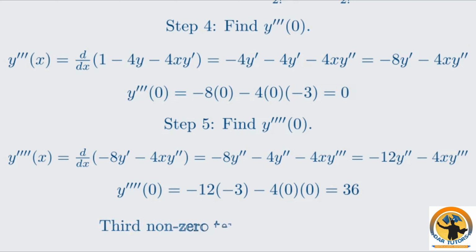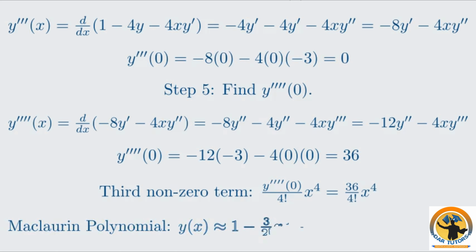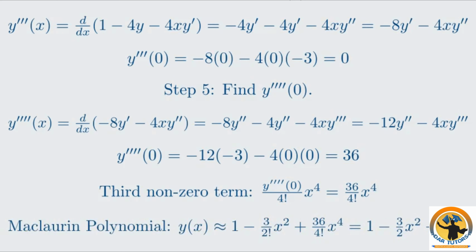It's y quadruple prime of 0 over 4 factorial times x to the fourth, which is 36 over 4 factorial times x to the fourth. Putting it all together, the first 3 non-zero terms of the Maclaurin polynomial for y are 1 minus 3 over 2 factorial x squared plus 36 over 4 factorial x to the fourth. This simplifies to 1 minus 3 halves x squared plus 3 halves x to the fourth. This polynomial provides a good approximation of the solution y of x near x equals 0.